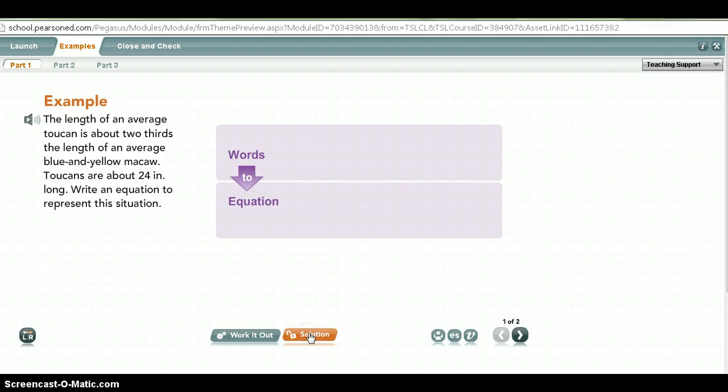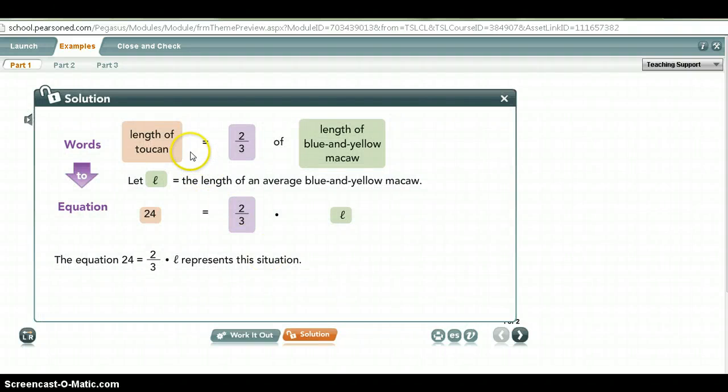Alright, ladies and gentlemen, thank you for coming back. Let's compare. They came up with some words as the length of the toucan is equal to 2/3 of the length of the blue and yellow macaw. So they're saying let L represent the length of the average blue and yellow macaw. So if we know that the length of the toucan is 24, that's going to equal 2/3 times whatever the length of the blue and yellow macaw is. So our equation is going to look like 24 equals 2/3 times L.